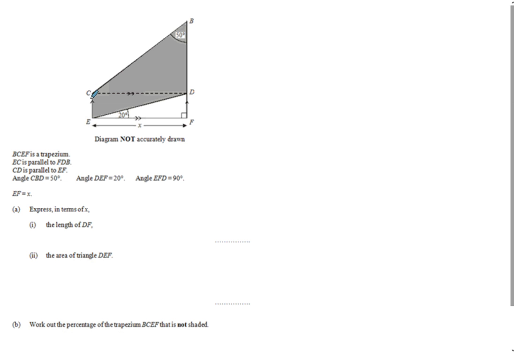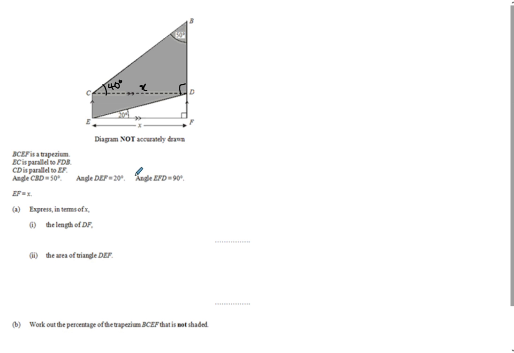Okay, so those are our parallel sides, and then those are the other two sides. EC is parallel to FDB. Yes, CD is parallel to EF. So really, if you think about that, that should also be X. Angle CBD is 50. So we know that that one is 40. Can you see how I prepare as I go along? So I'm always one step ahead.